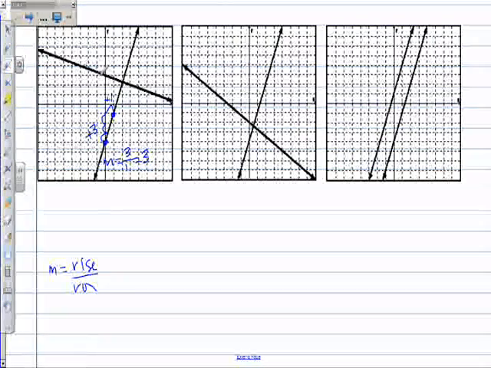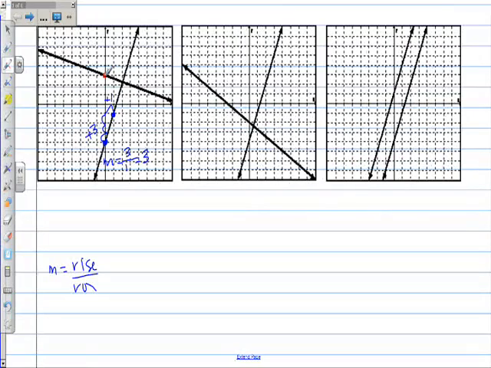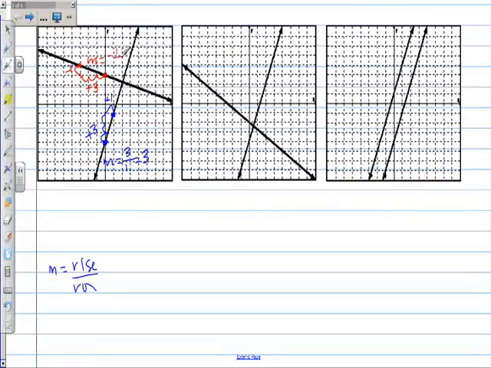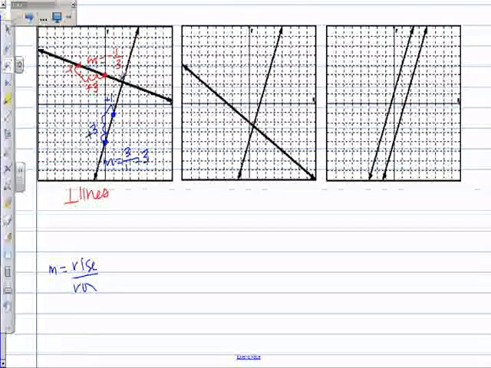If I were to look at my other line, I have an exact point right here at the y-intercept, and another one here. If I were to go rise over run, this time I'd have to go down, so it would be negative 1, 2, 3 over positive 3. So my slope would be negative 1 over 3. Okay? Well, if the blue line has a slope of 3, the red has a slope of negative 1/3, we know that these are perpendicular lines, which would mean these form a right angle.